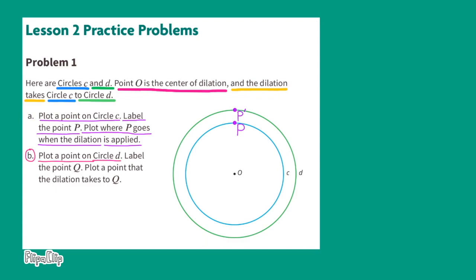B. Plot a point on circle D. Label that point Q. Plot a point that the dilation takes to Q.